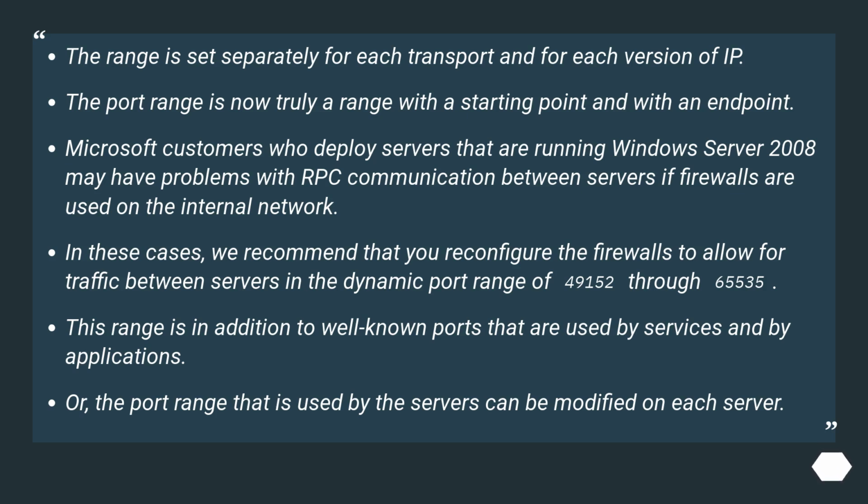Microsoft customers who deploy servers that are running Windows Server 2008 may have problems with RPC communication between servers if firewalls are used on the internal network. In these cases, we recommend that you reconfigure the firewalls to allow for traffic between servers in the dynamic port range of 49,152 through 65,535. This range is in addition to well-known ports that are used by services and by applications. Or, the port range that is used by the servers can be modified on each server.